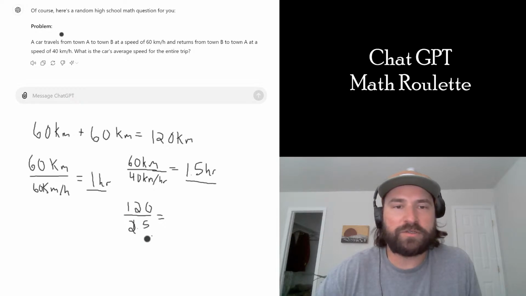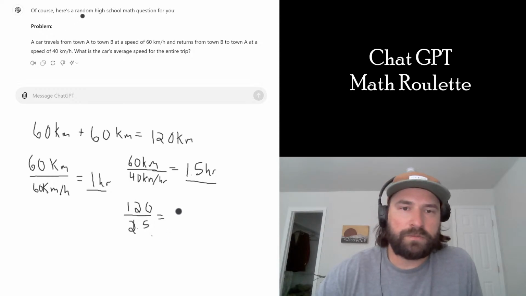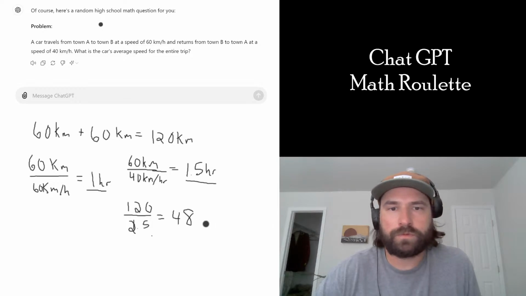120 divided by 2.5 is 48. 48 kilometers per hour. This was disgusting.